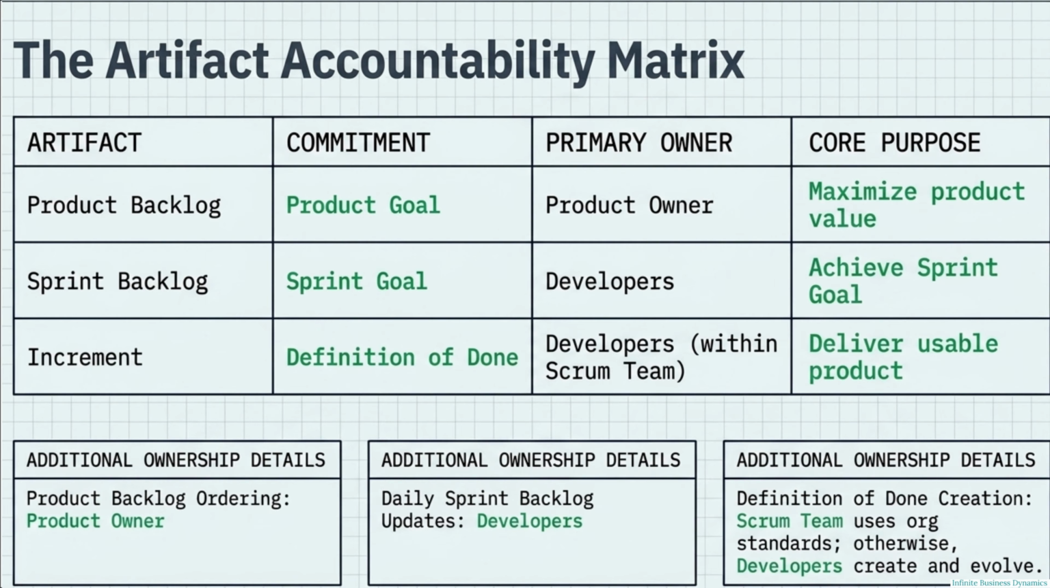Never mix these up. You can't tie a sprint goal to a product backlog, and a product owner definitely cannot swoop in and micromanage the sprint backlog. Accountability cannot be delegated, and it cannot be overridden.